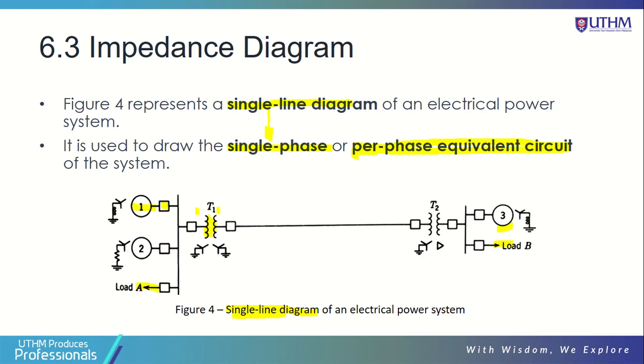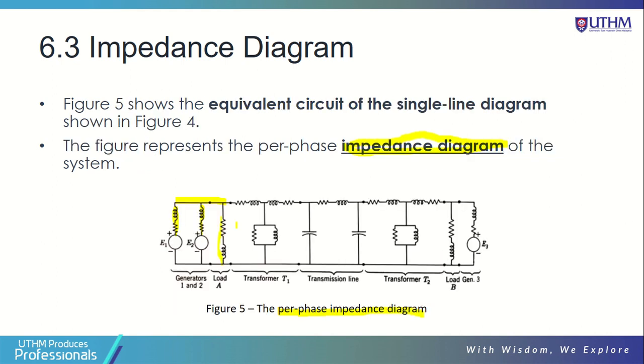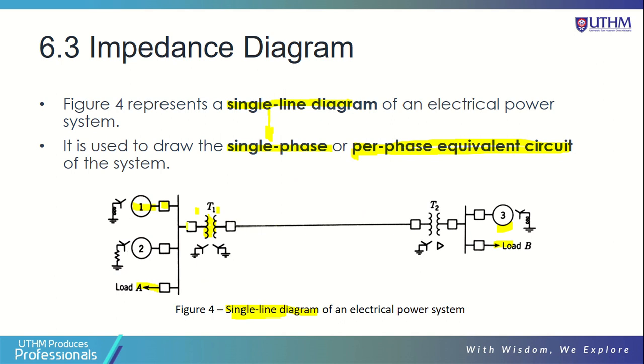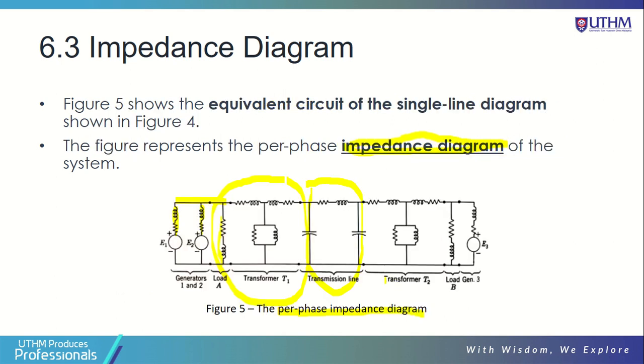Okay, then we have a transformer. This is the modeling of the transformer. This is the modeling of the transmission line. The transmission line is connected from transformer 1 to transformer 2, and then we have transformer 2, including the impedances, load and generator 3. This one we call the impedance diagram. Then we have a common point. This one we call a neutral point or common point.